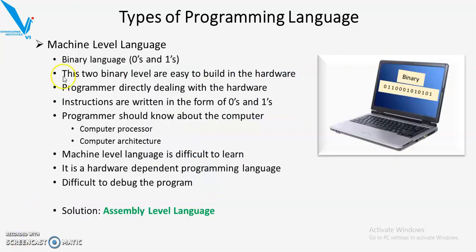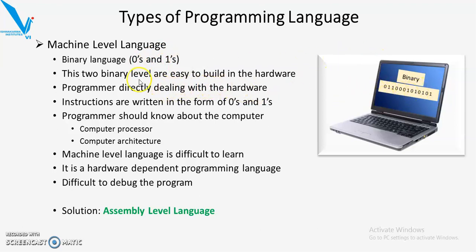Now, what is machine level language? The computer can only understand the binary language. This binary language has only two values, zeros and ones. The instructions are written in the form of zeros and ones. Here the computer is built in such a way that it understands zeros and ones only. They can recognize the pattern of 0 and 1.